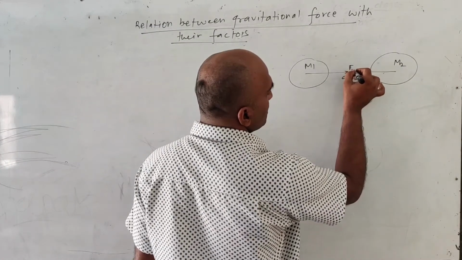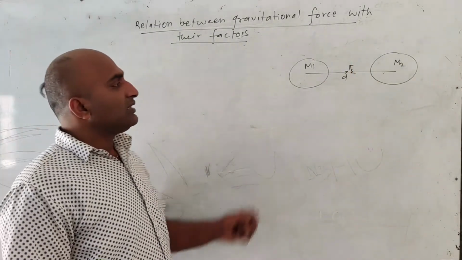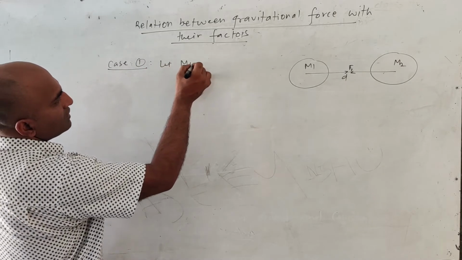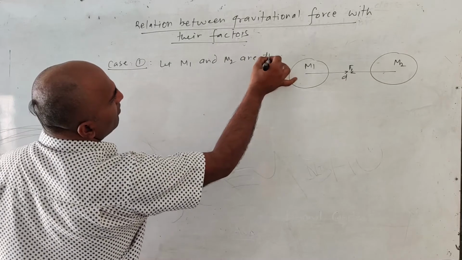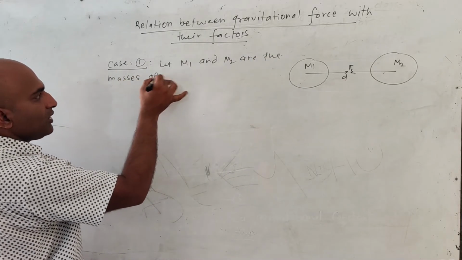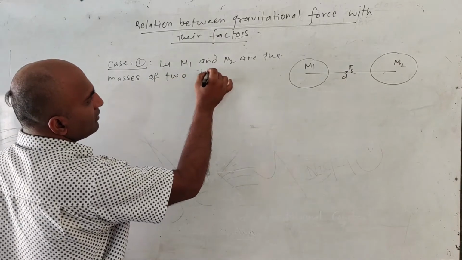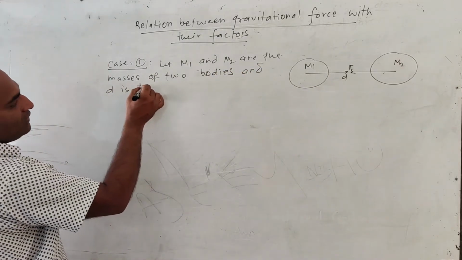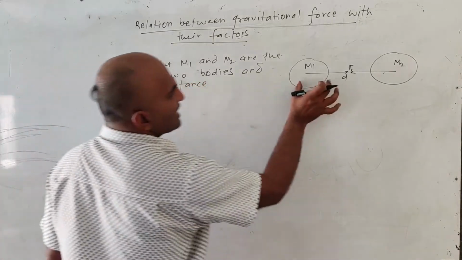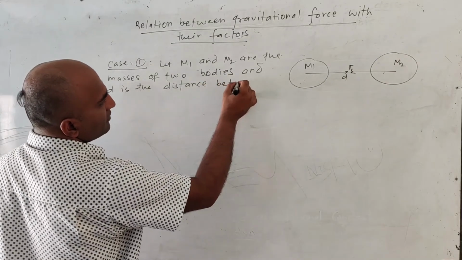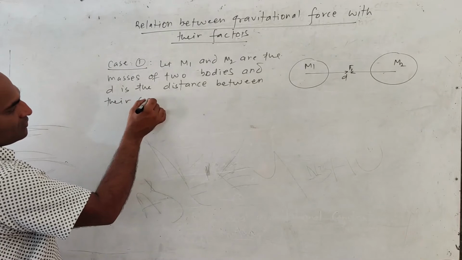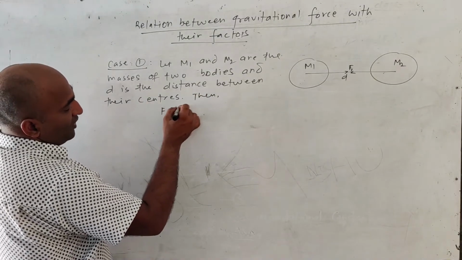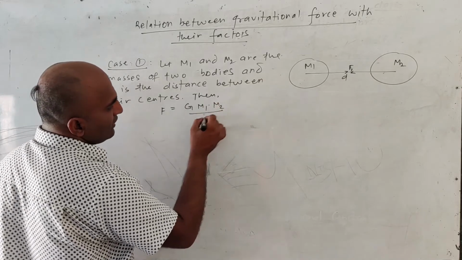F is the gravitational force. Here in this case, suppose F1 is the gravitational force. Case 1: let M1 and M2 be the masses of two bodies, and D is the distance between their centers. Then in case 1, as you know, F equals G M1 into M2 by D square.